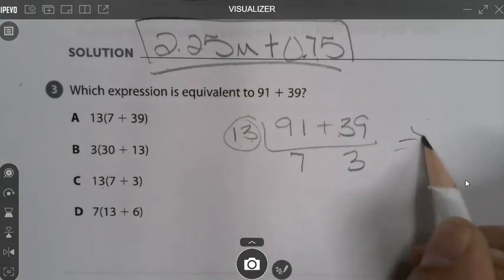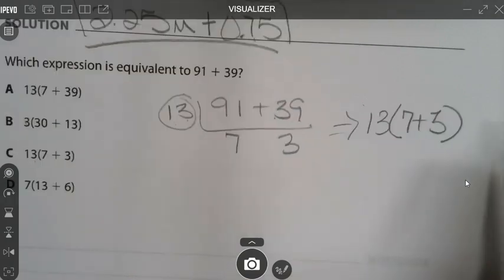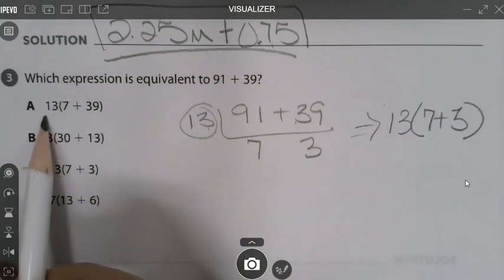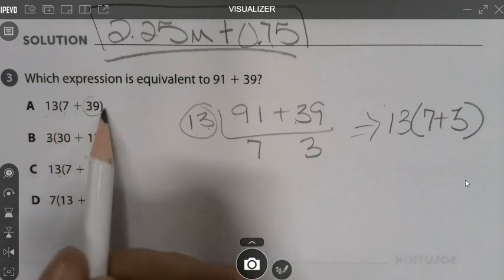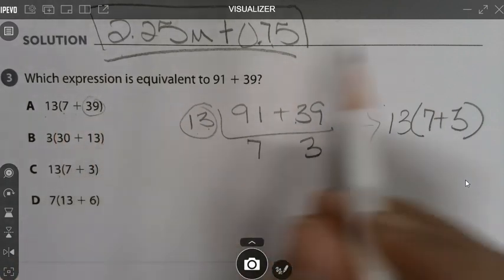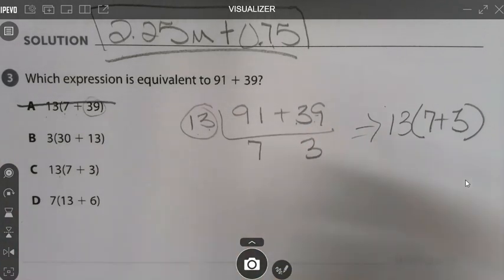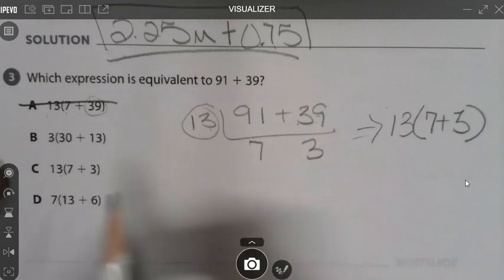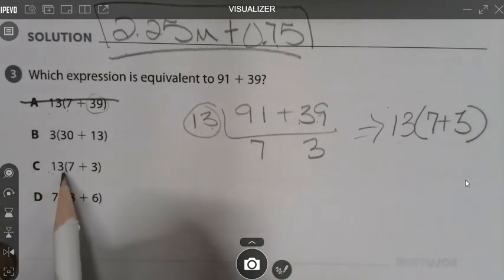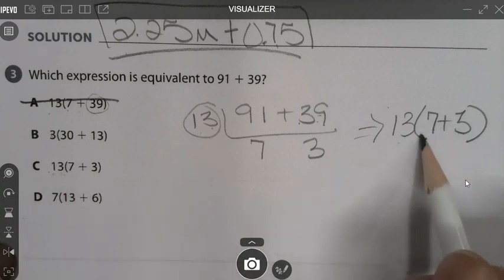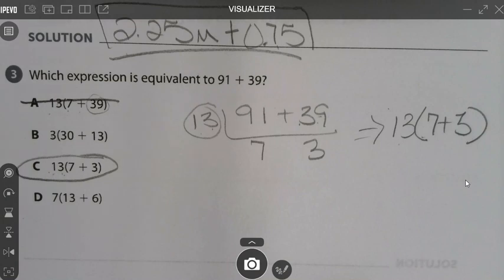So what this would look like is 13 times 7 plus 3. This is 13 times the sum of 7 plus 39. What mistake did they make here? They forgot to factor out the 13. So nope, it's not that one. I don't know about this one yet. We'll come back. 13 multiplied by the sum of 7 plus 3. Isn't that what I had over here? Yes, so I know it's C.